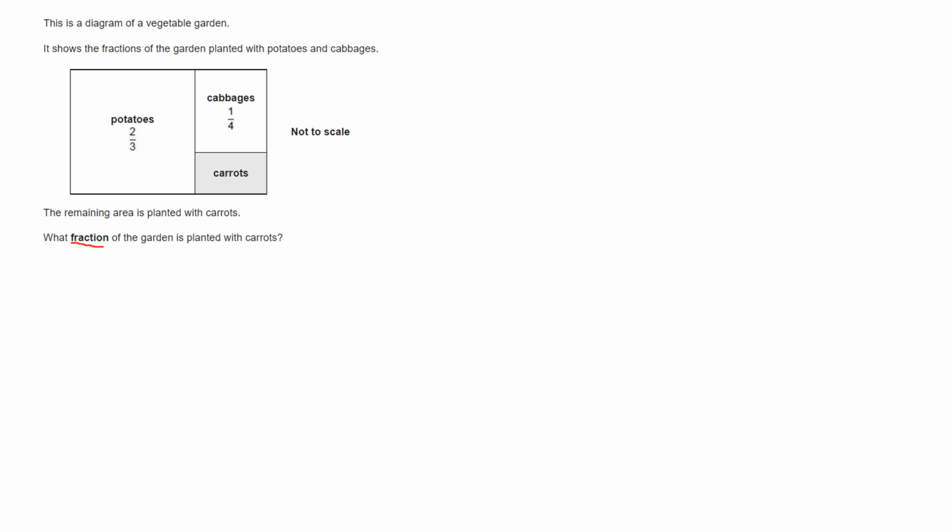Okay, so the question is asking us, what is left? What is left of the garden that we can plant it with carrots? We're given these two amounts here. So the first thing we need to do is add 2/3 and 1/4. Now, the first thing that comes to my head is these two denominators are not the same.